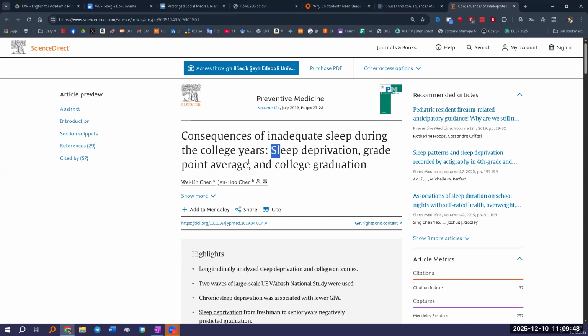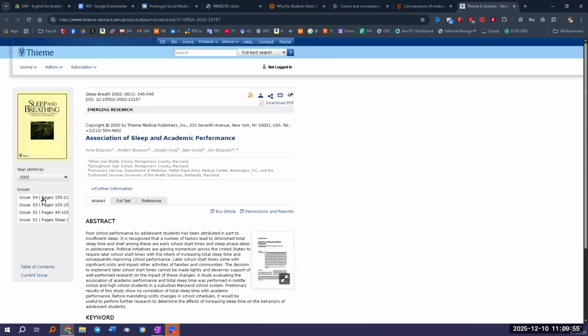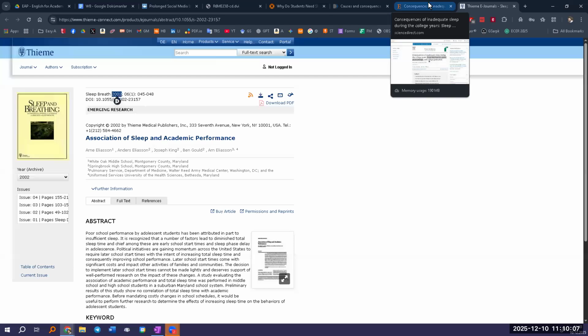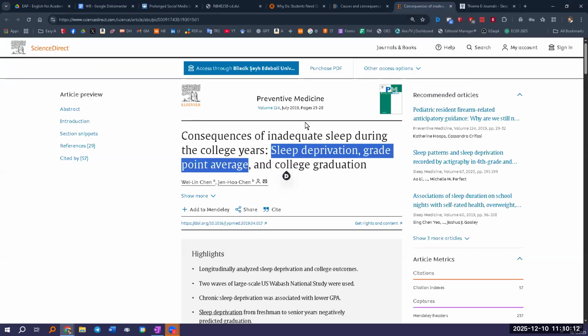Because we are looking for these two. And Ezgi's is this. Question of sleep and academic performance, exactly. But the article is a bit old, 23 years ago. So the more recent it is, the better. Of course, that's not the only factor.